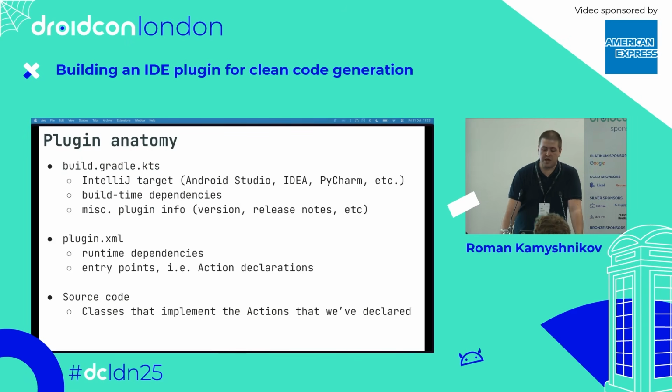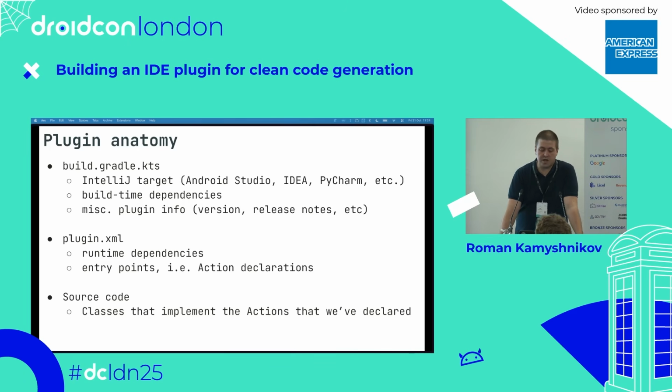If we speak about the anatomy of the plugin, it has mainly 3 parts. First, you have the build gradle file, which is very similar to Android and declares the target that your plugin is going to be working with. It also declares the build time dependencies. In the case of a code generation plugin for Kotlin, this would be the Kotlin bundle plugin. It also has some extra information that you can display in the settings, in the description of the plugin as well.